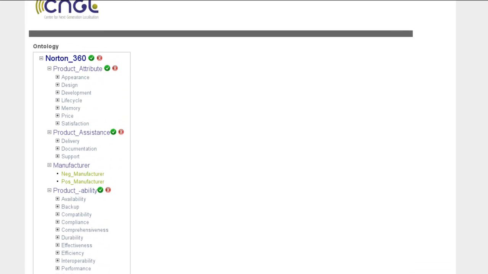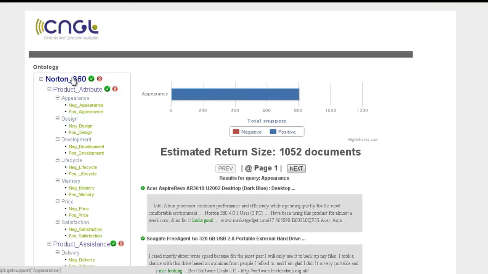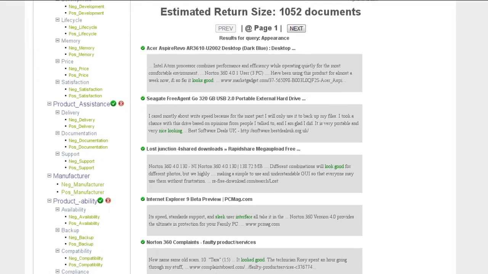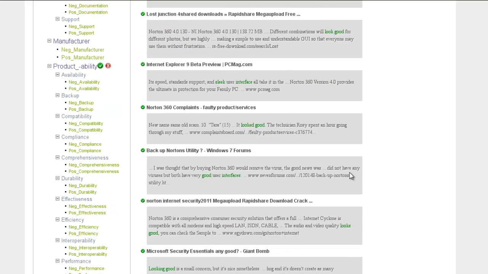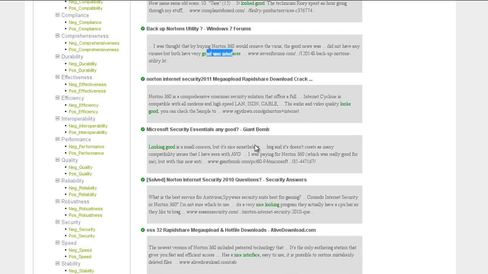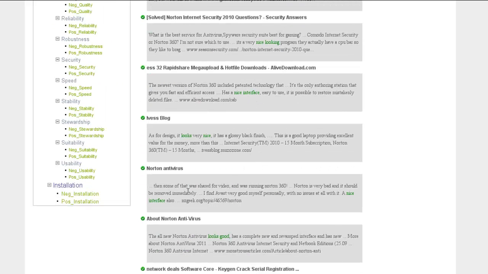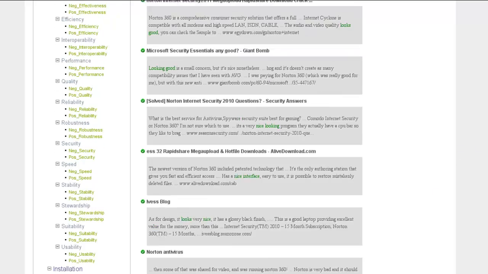So basically what we have is, for each of these dimensions inside of the ontology, we can have an overall, or we can have just the positive or just the negative view of it. So for example, if we want to see what people are saying about appearance, as we can see here, we have a graphic showing the positive and negatives. In this case, there are no negative snippets from the web. So we can see that we have highlighted stuff like looks good, nice looking, good user interface, nice interface, things of the sort.